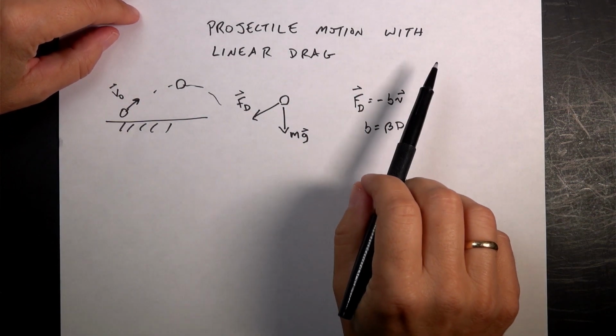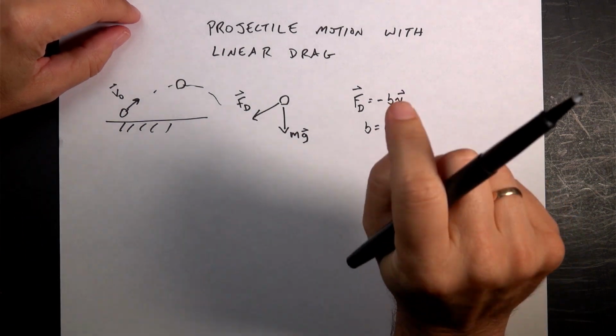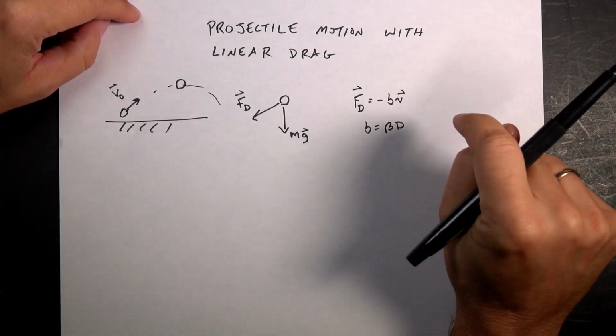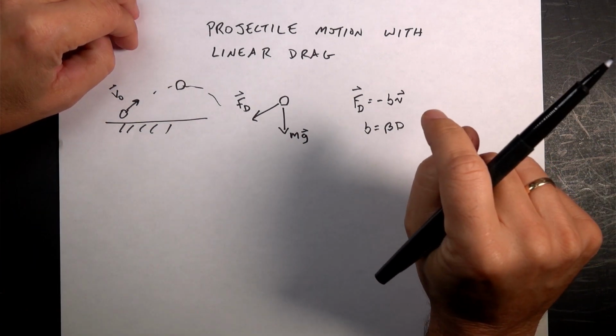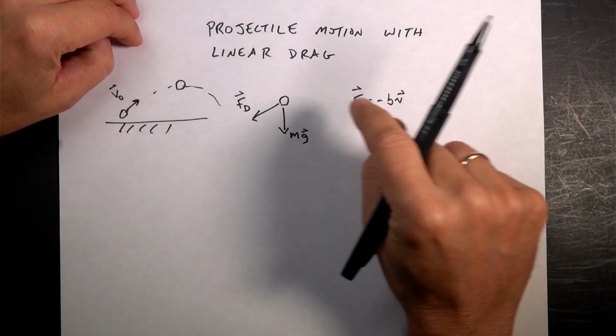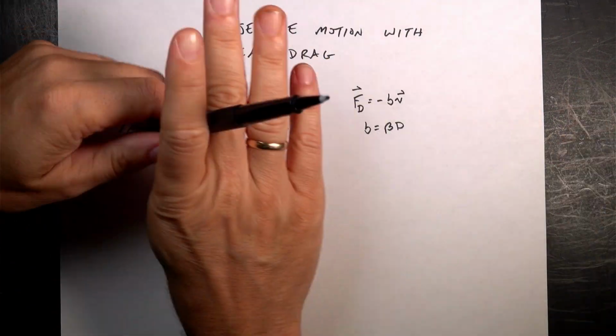It says projectile motion with linear drag. But I'm thinking about this, and it might not actually be projectile motion, because projectile motion, I think, is defined as the motion of an object just due to the influence of gravity. So just have them empty force on. Okay, but let's just get started.